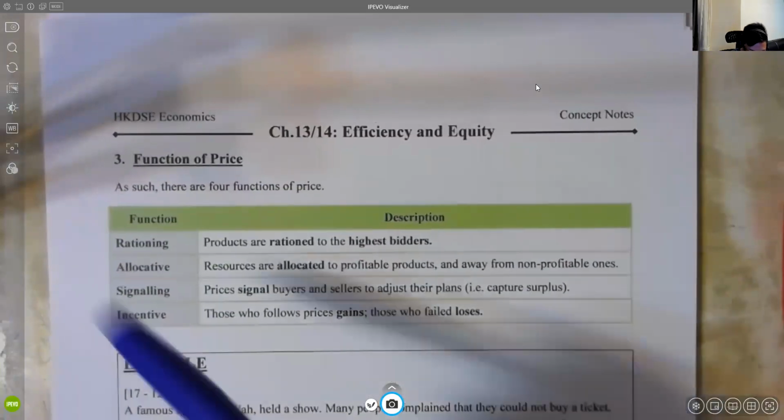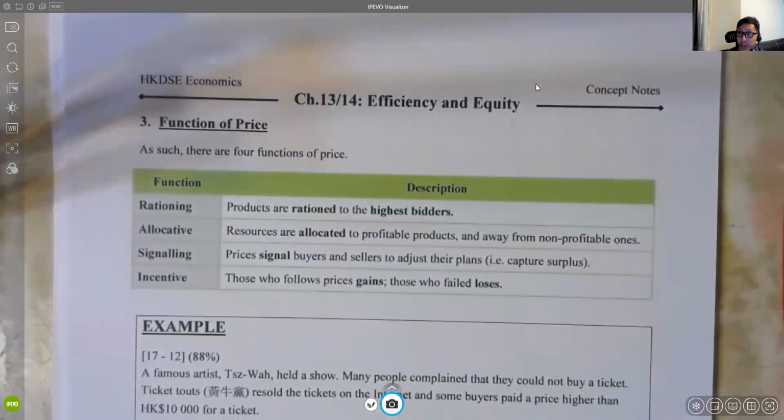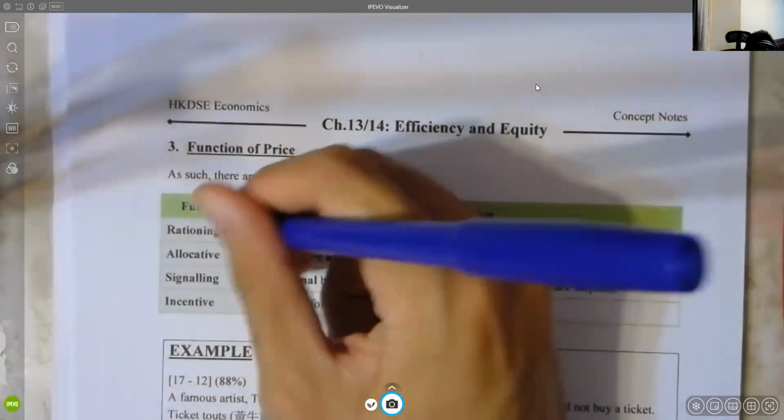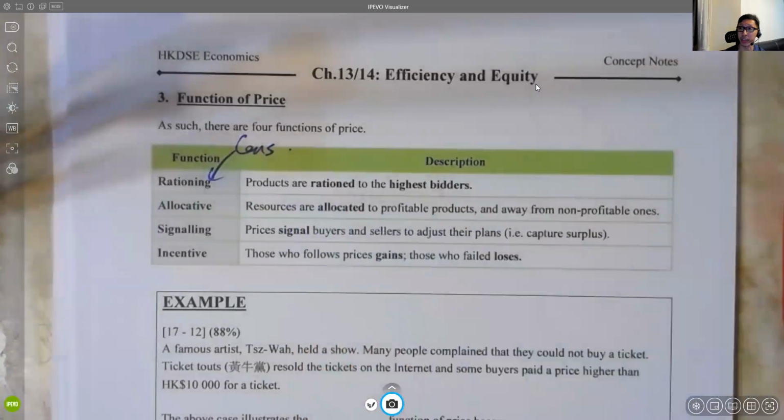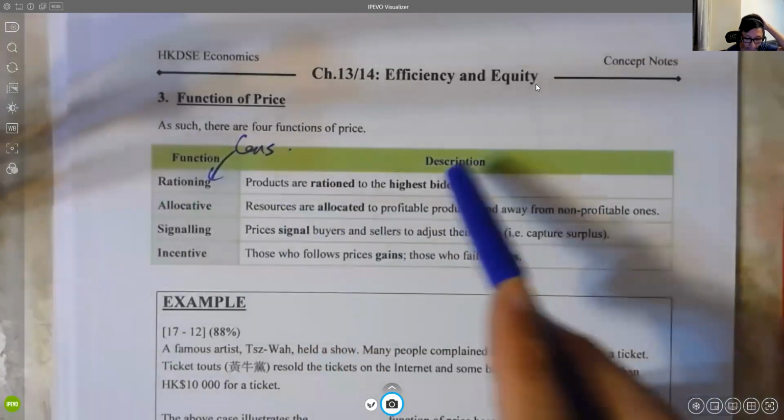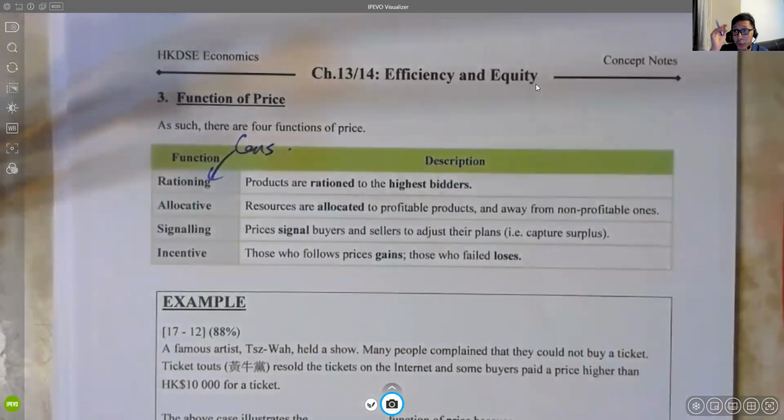我哋望一望究竟點寫啦，好嘛? Rationing function. This is the consumer side. We say products are rationed or are given to the highest bidder. 最願意俾錢嘅 For those who are the most willing to pay, they get the goods just like that, right?